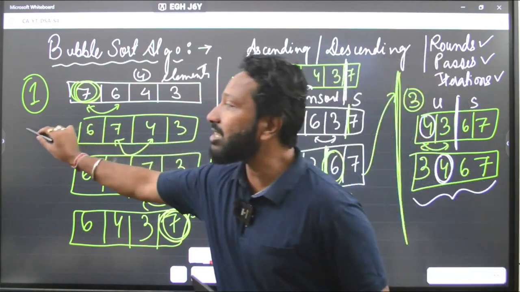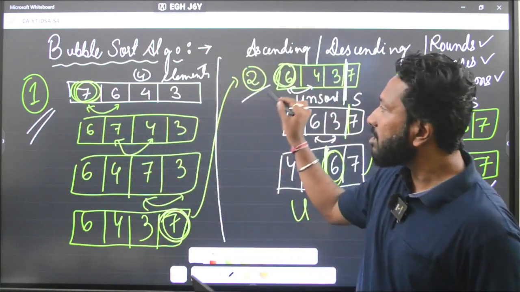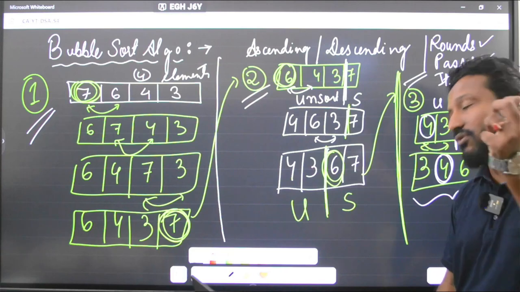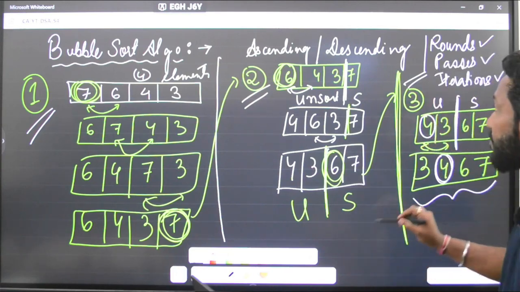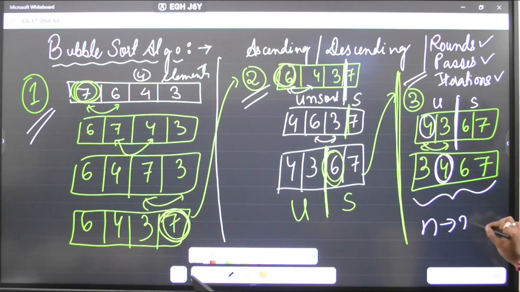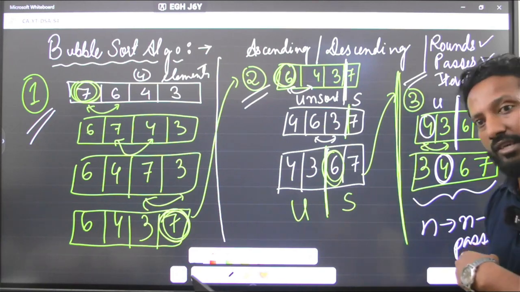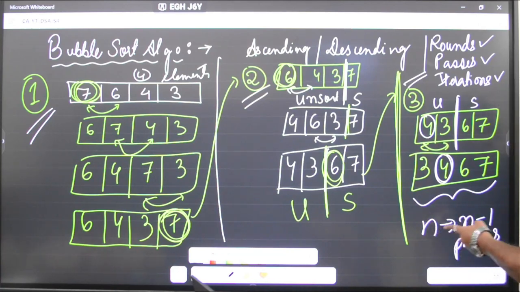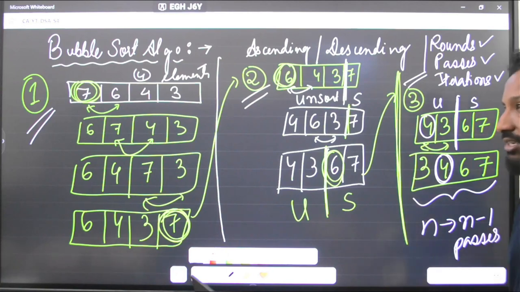How many iterations did we need? 1, 2, 3. Got it? So, for n number of elements, we will be needing n minus 1 passes or iterations. Is that clear? Did you understand this? For n elements, we need n minus 1 passes or iterations. Please make sure you understand this.